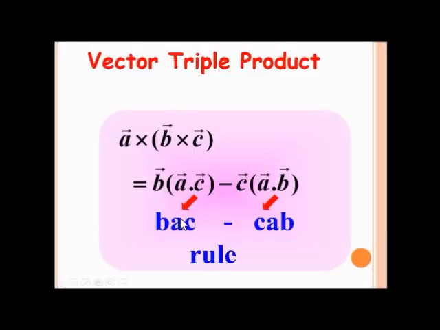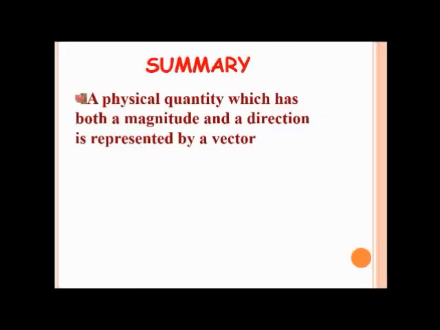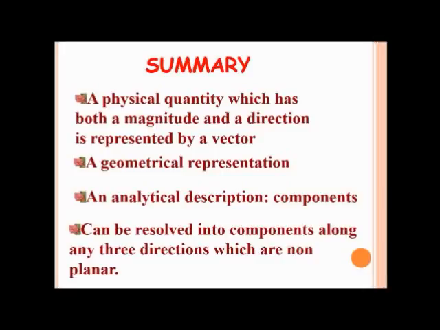So better to remember it as the back minus cab rule. Generally it is remembered in this manner, so you can make some other rules of your own to make it handy. Now what we sum up from this is that a physical quantity which has both magnitude and direction is represented by a vector. It has a geometrical representation, that is, it gives the volume of a parallelepiped.